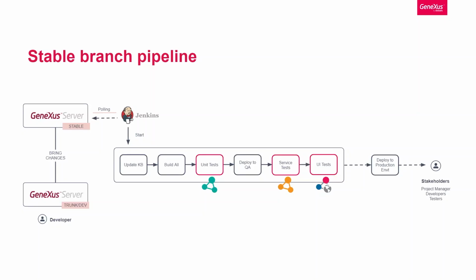In this image, you can see the continuous delivery approach with the following automated tasks: update, build, unit test execution, deployment to QA, service test execution, and user interface test execution. Note that in this approach, the deployment to the production environment is manual. It is possible to automate this step. The approach is called continuous deployment.